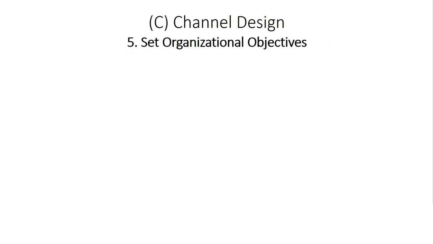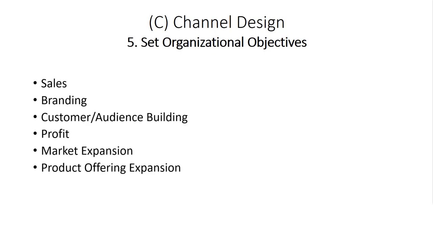Step 5 in the channel decision or the channel design process is to set organizational objectives. These pertain to your organization and should be focused on the marketing objectives that you have for your brand and/or your product offering, which you'll achieve with the help of your distribution strategy. You can consider setting objectives for sales, branding, customer audience building, profit, market expansion, when you want to move into other, typically geographic, marketplaces, and product offering expansion. In other words, adding new products to your product line. So as you set these objectives, remember to make them SMART objectives and to consider them with respect, again, to your distribution channel.